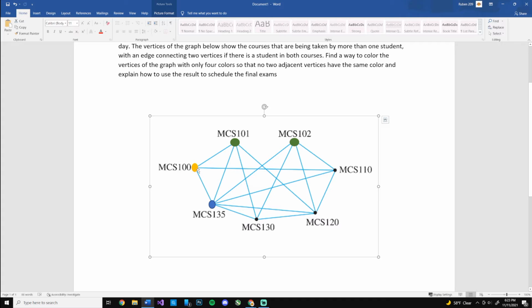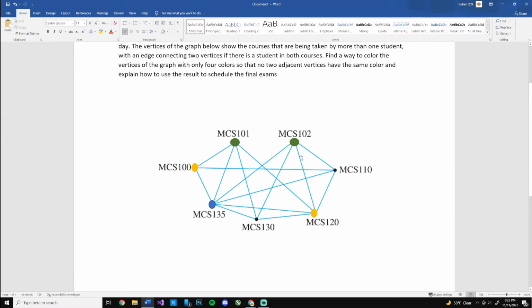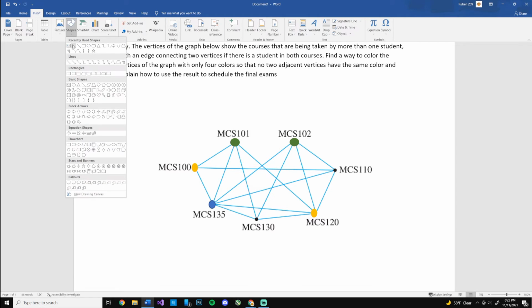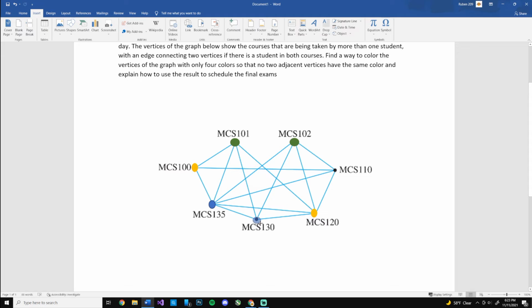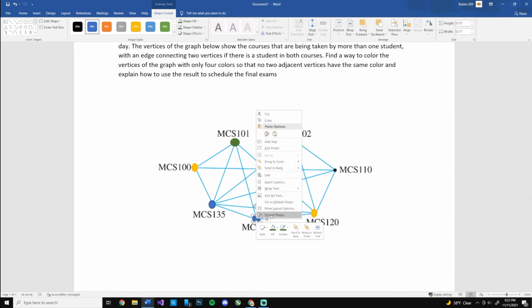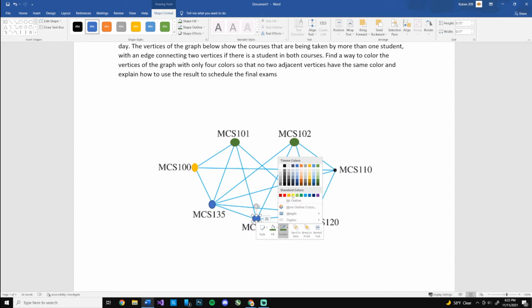So MCS 120 can also be yellow because they won't be connected. Then this one can be blue because it's connected through this vertex. This one can be green because it's connected through these edges. And for this one, what can we make? Let's make this one red.